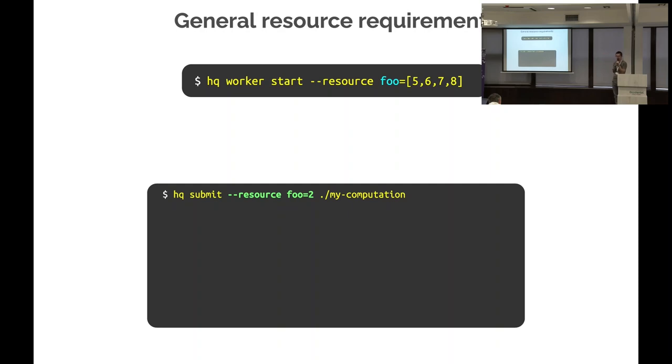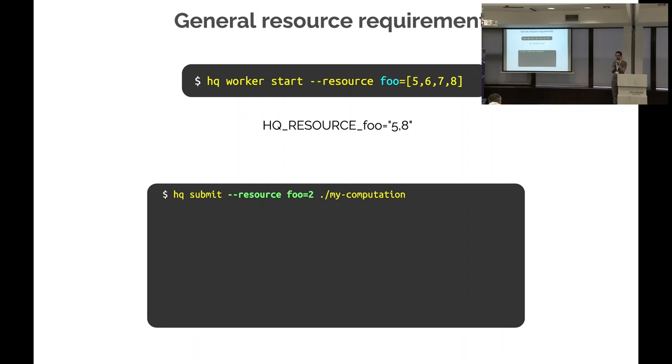So here I say that this worker has 5, 6, 7, and 8 of foo, and then HyperQueue will load balance the task, schedule it, and assign it, for example, the items 5 and 8. It will also give the task this information about which items of this resource it was assigned, again, through an environment variable.